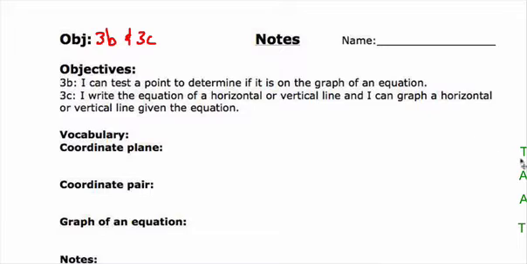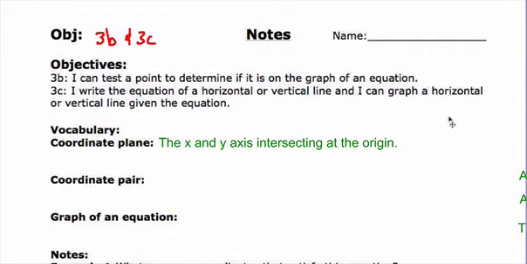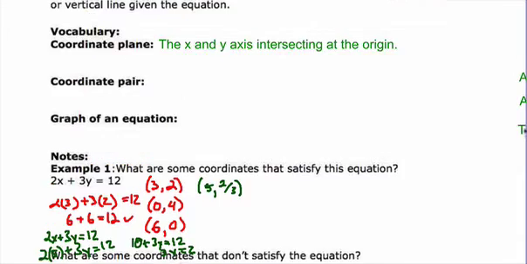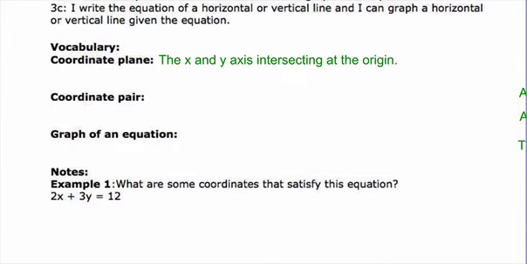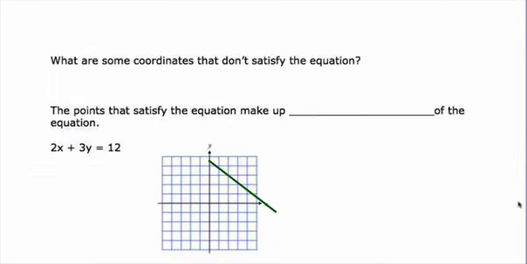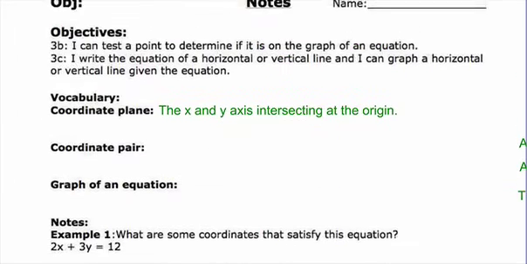Okay, so a couple of vocabulary words I want to make sure we're nice and clear on. What is the coordinate plane? Well, the coordinate plane is the x and y axis intersecting at the origin. So I hear a lot of times people call this the graph. This is not the graph. This is the coordinate plane. Okay, so we want to be nice and clear about that. That is a coordinate plane.